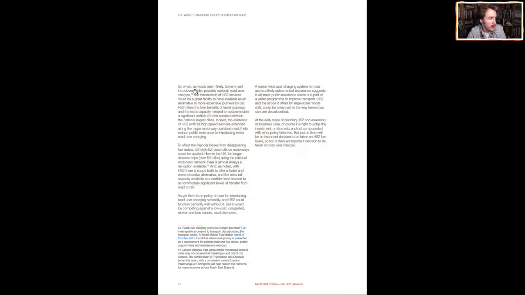Fine. So when, as would seem likely, government introduces wider, possibly national, road user charges, the introduction of HS2 services could be a great facility to have available as an alternative to more expensive journeys by car. Exactly. As I've been pointing out, we cannot imagine that the policy status quo is going to continue to exist. It cannot. We just cannot let it. And we need to have the infrastructure ready for people to be able to travel in different ways. Otherwise, funnily enough, the least well-off in society are going to be the ones who end up not being able to travel, and it'll just be the well-off who can continue doing business as usual, which is why I push so hard to provide these opportunities and alternatives.